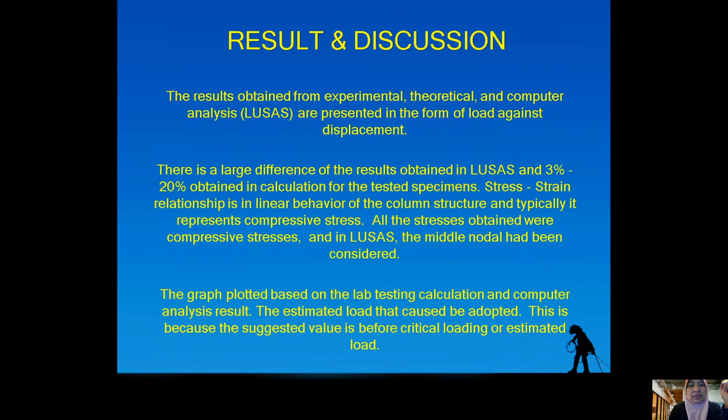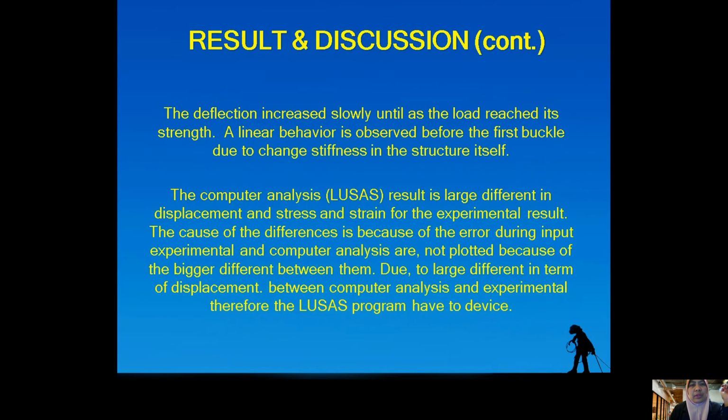The graph is plotted based on the lab testing, calculation, and computer analysis results. The estimated load that could be adopted is because the suggested value is before the critical loading or estimated load. Deflection increased slowly as the load reached its strength. A linear behavior is observed before the first buckle due to the change of stiffness in the structure itself.